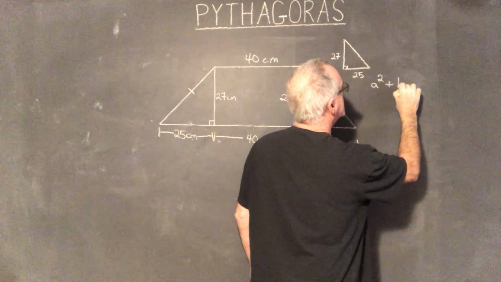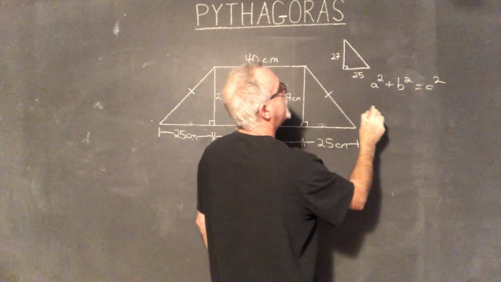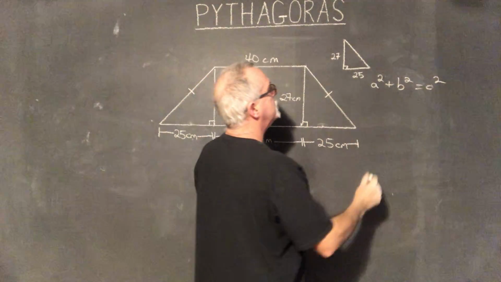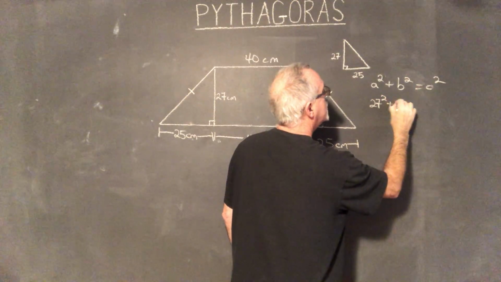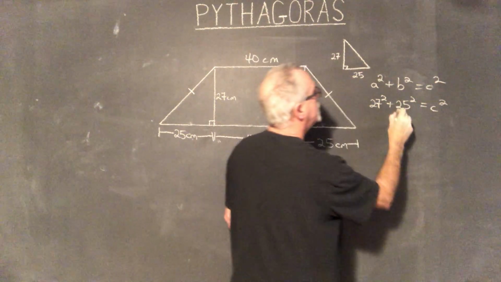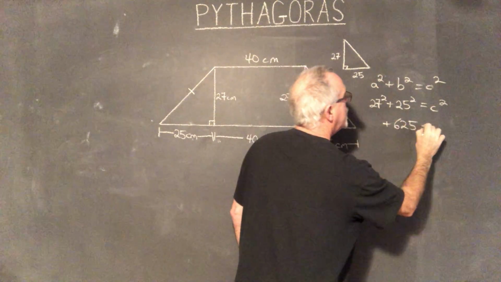A squared plus b squared equals c squared. That's a c. And I'm going to call A and B the 27 and the 25. Again, they're interchangeable so long as the C is your hypotenuse. So 27 squared plus 25 squared will be equal to C squared. This is going to be 625. I know that from memory.